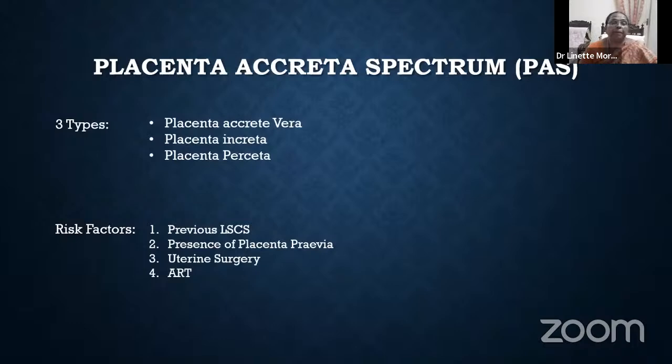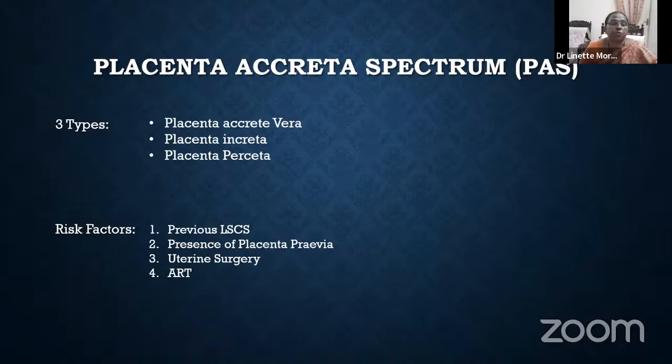decidua. In placenta increta, there is invasion of the placenta into the myometrium. And in percreta, it invades the myometrium and the serosa and sometimes into adjacent structures like the bladder. And if it goes into the bladder and the patient complains of abdominal pain, then one should suspect a uterine rupture.